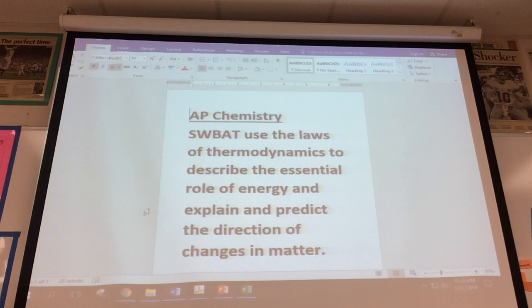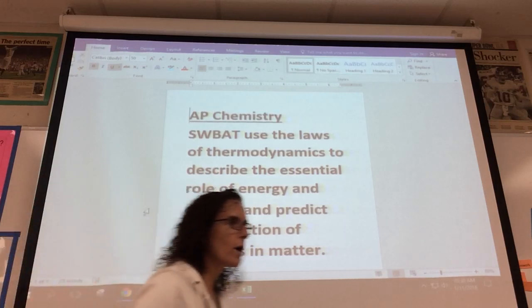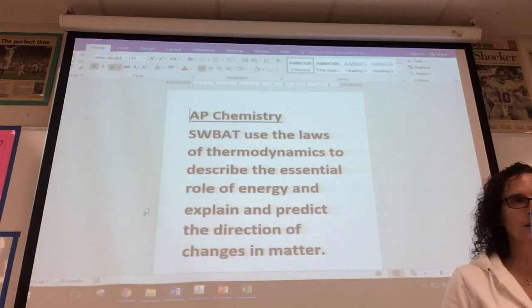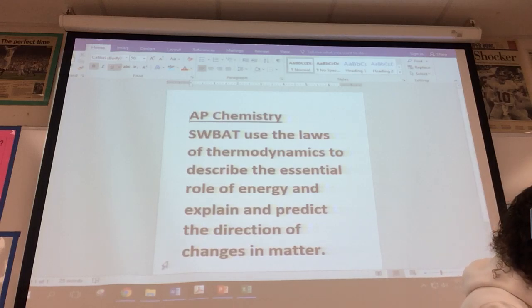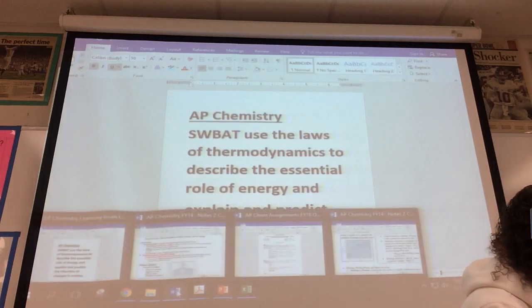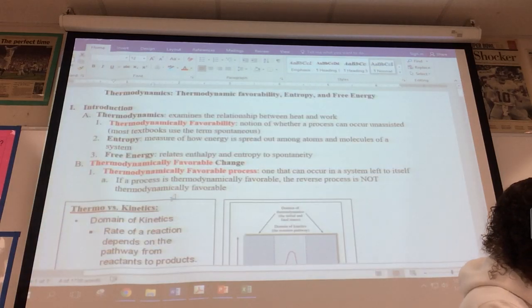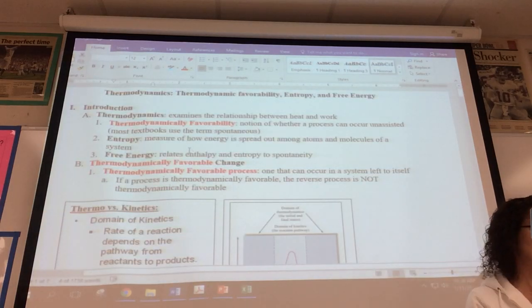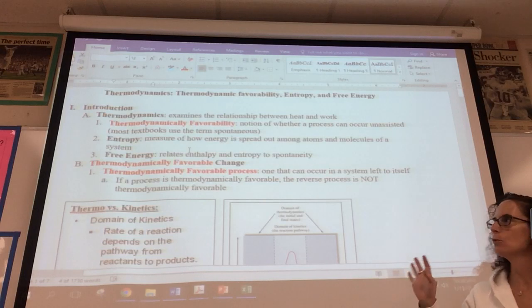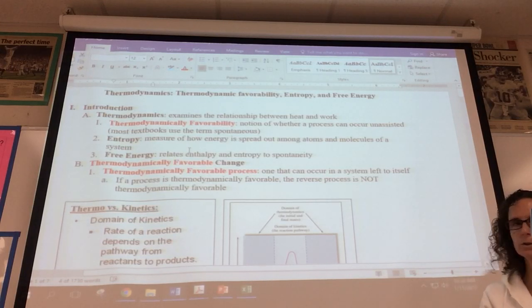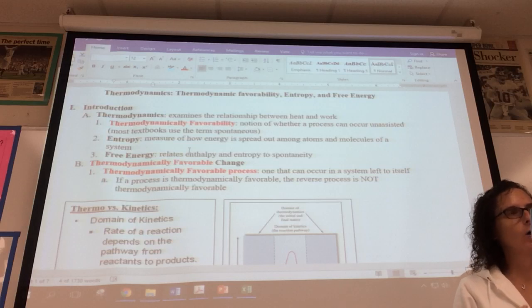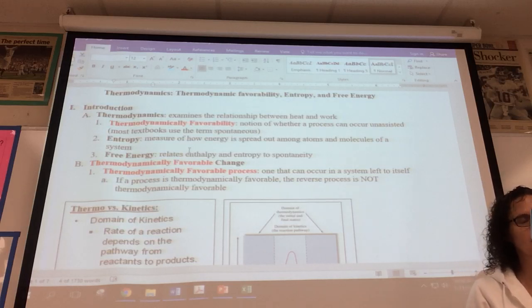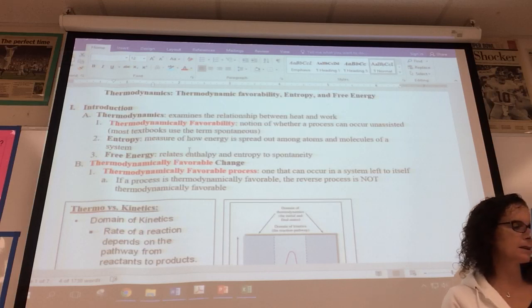So we're going to link enthalpy now with entropy, a measure of disorder, and free energy to determine if a reaction is thermodynamically favorable. And you'll see thermodynamically favorable in red a lot because in older textbooks it's listed as spontaneous. In your POGIL packets it will still say spontaneous, but on your AP exam it's going to say thermodynamically favorable.